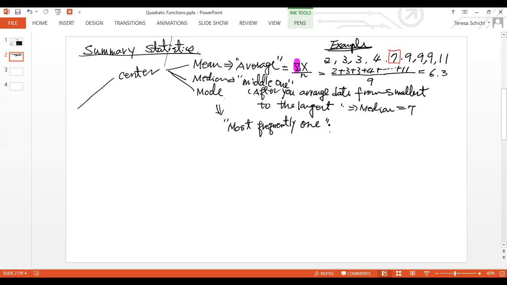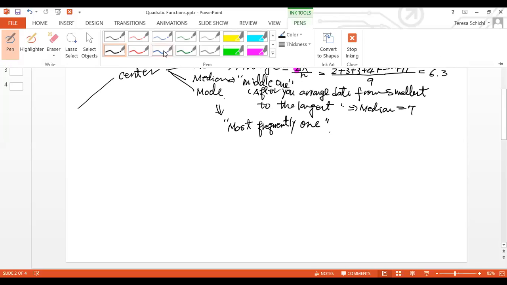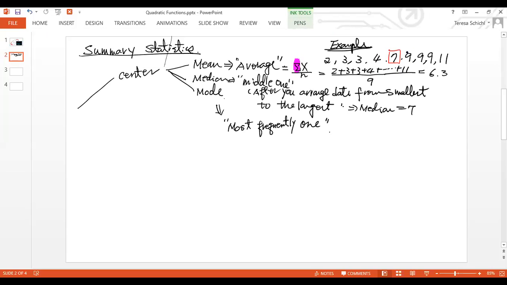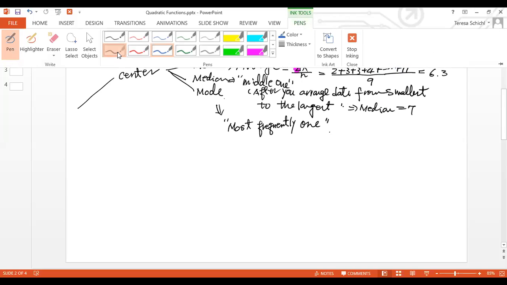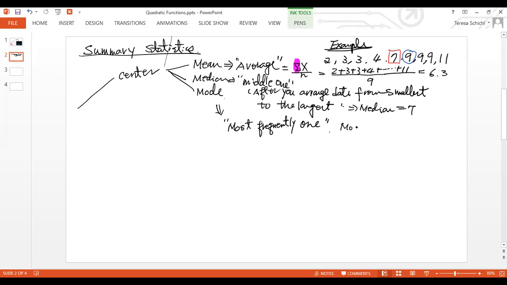Okay, so if you take a look at this data, what is the mode? That means a certain number has the highest frequency, which means it happens the most. So which number is the most frequent one? It's 9, right? Because 9 happened 3 times in this data set. So that's why I know the mode here will be 9. Okay.